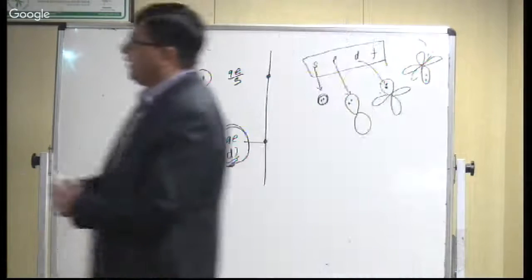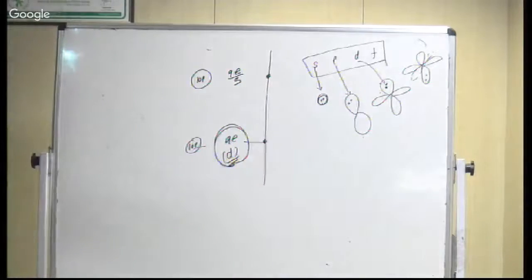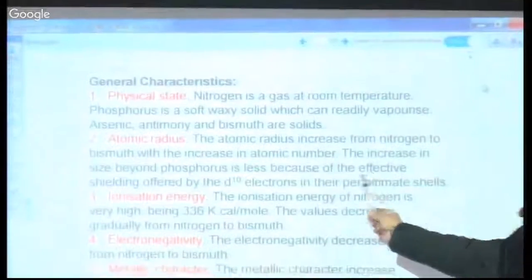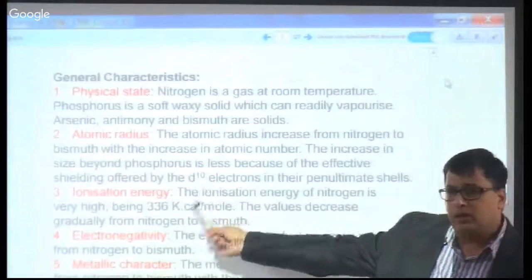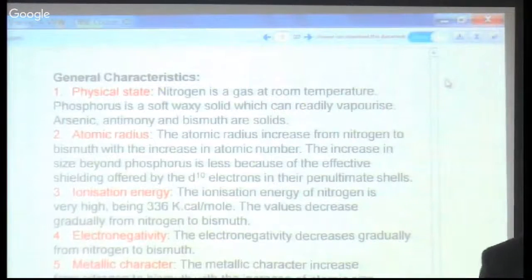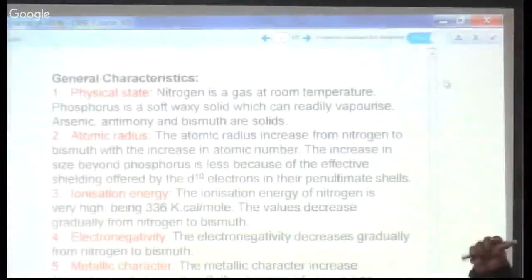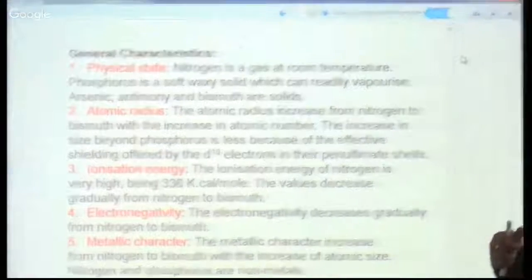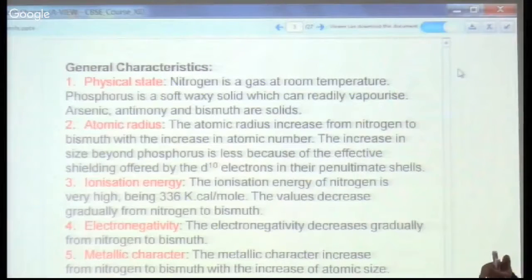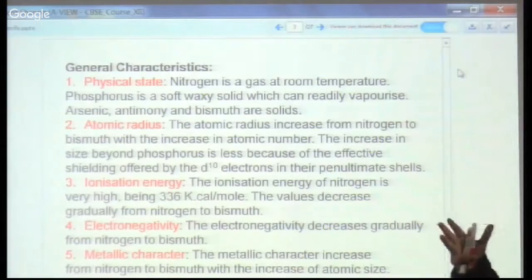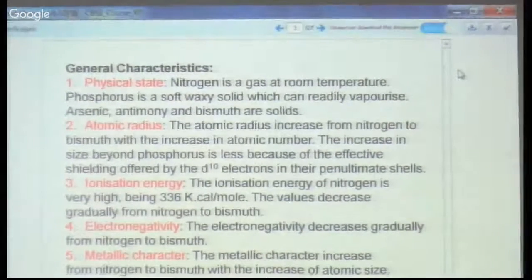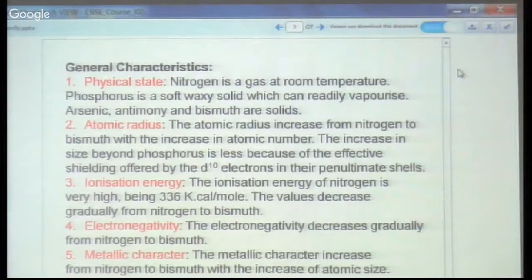So the atomic radii from nitrogen to bismuth increase, except for the poor shielding of d10 in phosphorus to arsenic. Why d10? Because d10 means there are additional 10 electrons, and the nucleus also consists of additional 10 protons. And these additional electrons are unable to shield them. So these protons attract electrons towards themselves and the atomic radii decreases. So poor shielding effect always affects the atomic radii. Clear? Did you write it down?